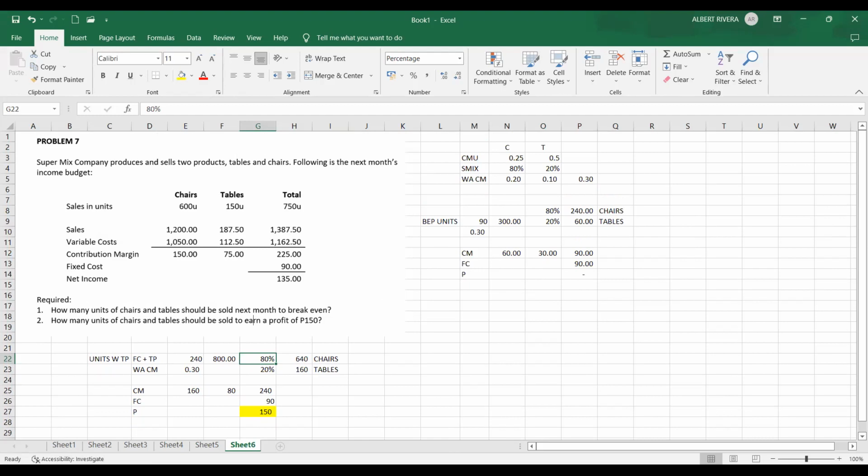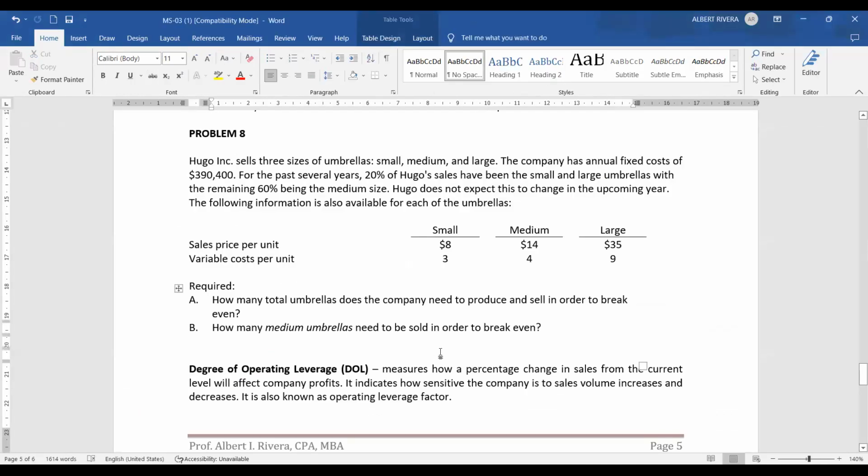Let's move to problem 8. In problem 8, the same question as problem 7. However, here, there are 3 products. In item 8, you're asked to compute for the total umbrellas that the company needs to produce and sell in order to break even, and how many of those number of units to be sold should belong to medium-sized umbrella in order to break even.